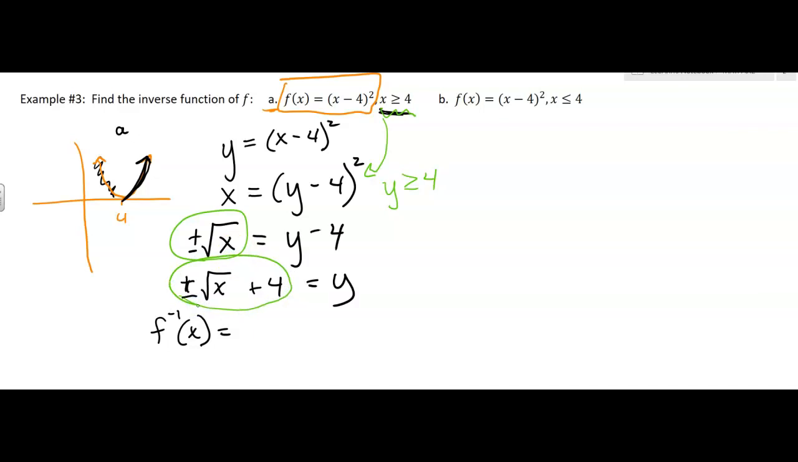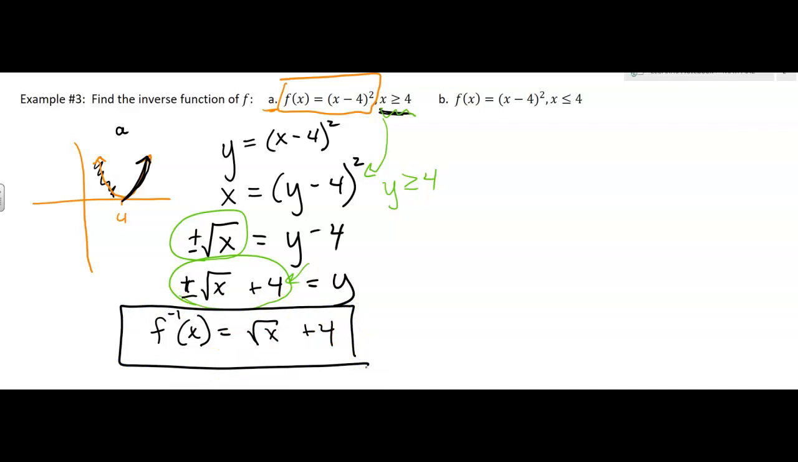Now you have to decide, do I want the positive square root of x, or do I want the negative square root of x? You only get to have one. Well, if it's going to be greater than 4, and you're adding 4 to it, you're going to need the positive case. So our function is going to say the square root of x plus 4. That will be the inverse. We won't consider the negative square root of x because we need our output to be greater than 4. That restriction comes from when they said x is greater than 4 in the original function. Now we're saying in the inverse then the output has to be greater than or equal to 4.